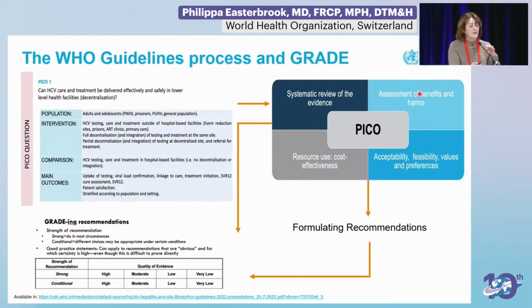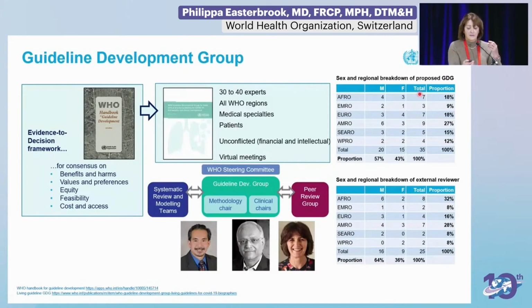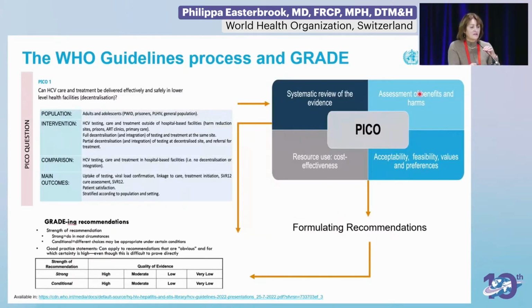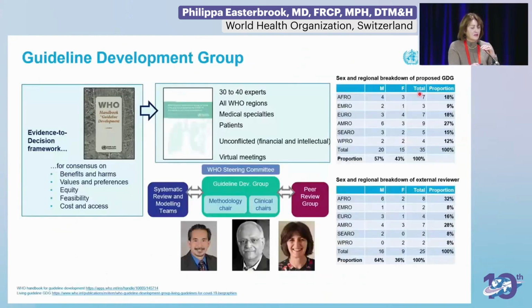So this is a summary of the actual methodology and process. So we start really with a research question and then defining the research question in the PICO format. And we then commission the evidence, and we look at not just the evidence, but looking holistically at the assessment of benefits and harms, looking at the preferences of the patients, the community, healthcare workers, looking at resource use, cost effectiveness, and then the acceptability. And then looking at all these dimensions, that is used to formulate the recommendation and to then grade the certainty of evidence. So we have the strength of the recommendation and then the certainty of evidence as shown below.